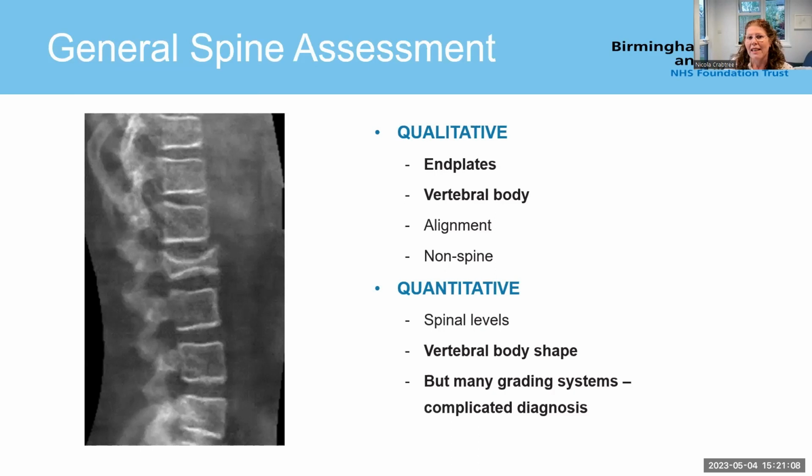So moving on to the assessment techniques. So first of all, the qualitative techniques. For this, we look at the end plates, we look at the whole vertebral body, perhaps look at the spine alignment and other non-spine clues. Versus the quantitative techniques, where we look at each spinal level, we look at the shape of the vertebral body and try and quantify that in some way. And there have been many different ways that we have to quantify the vertebral body shape, such as Genant vertebral body scoring or the ABQ method. And I'll go through a few of these in the next few slides.